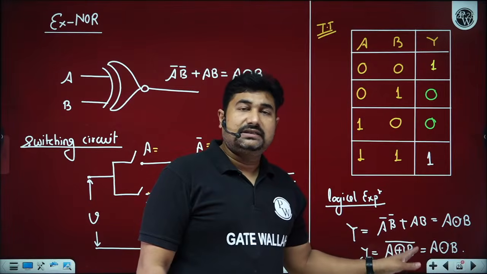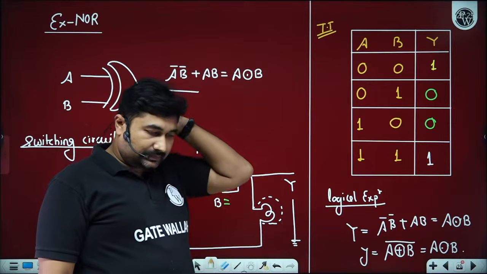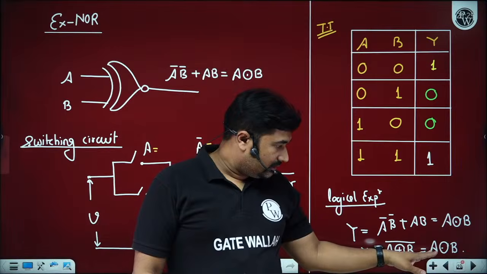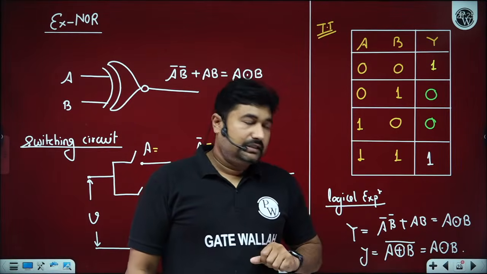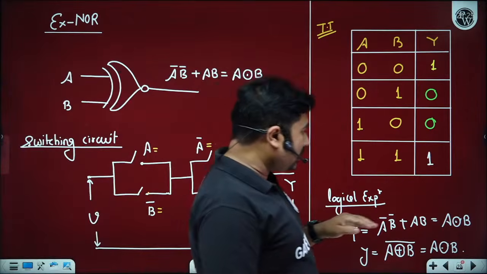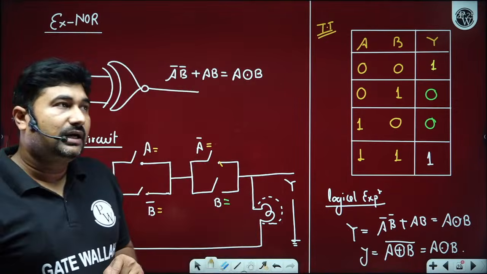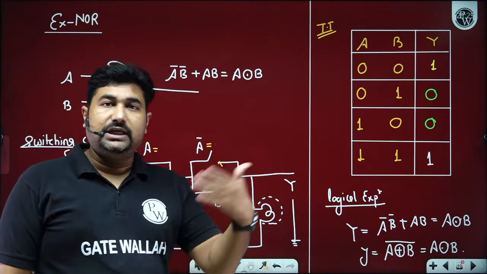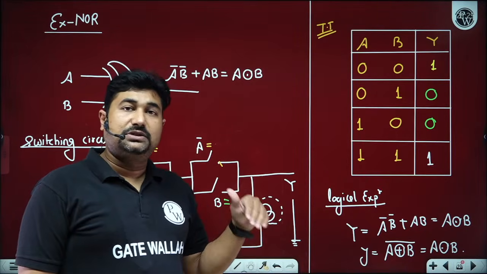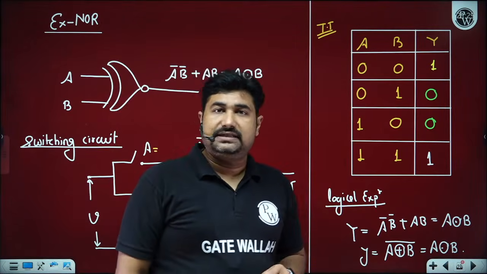And that is because this function is basically an orthogonal function. When we talk about an orthogonal function, A XOR B is an orthogonal function where the dual and complement both are equal. We will come to the orthogonal later on. So whenever the dual of the function and the complement of the function are same, the function is categorized as an orthogonal function.